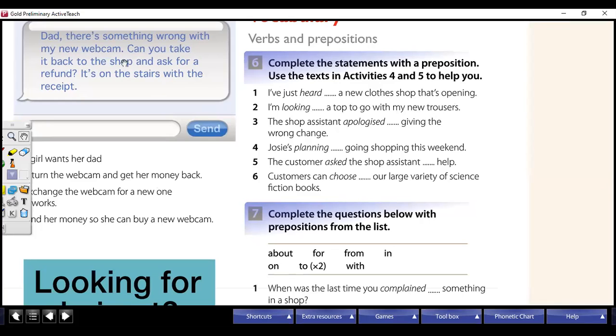Yeah, this is a new one that may appear in some of these messages that you have here, that you have to look for, all right? So it's apologized for, etc. So you have to look for the verbs with the preposition, okay? And in here you have some others. Complete the questions below with prepositions from the list, okay?